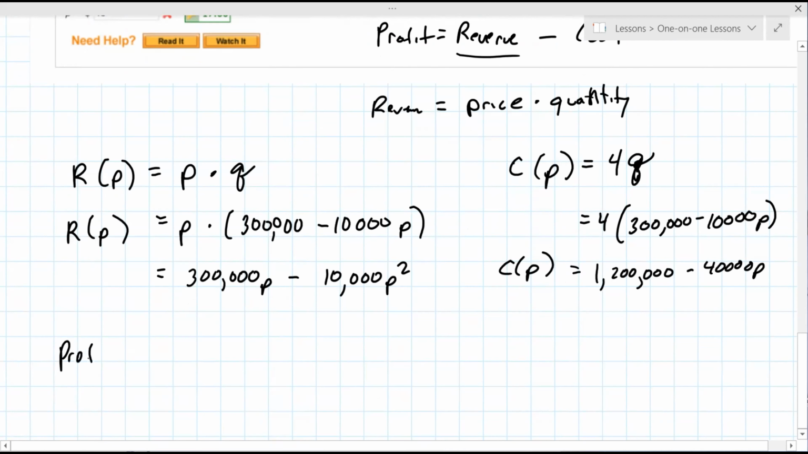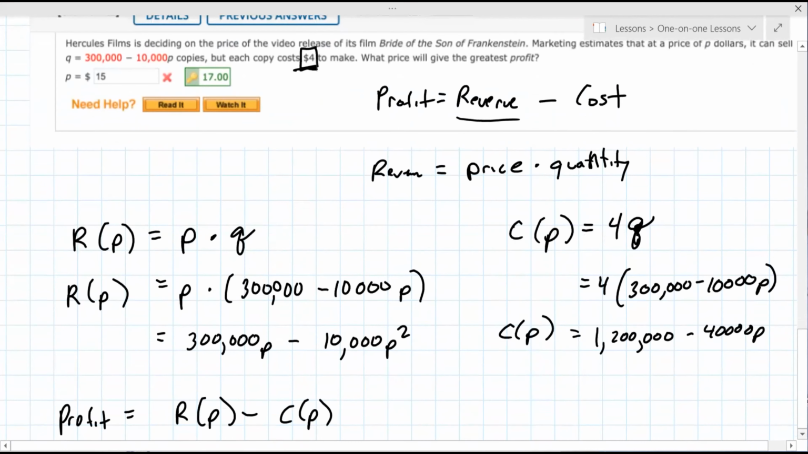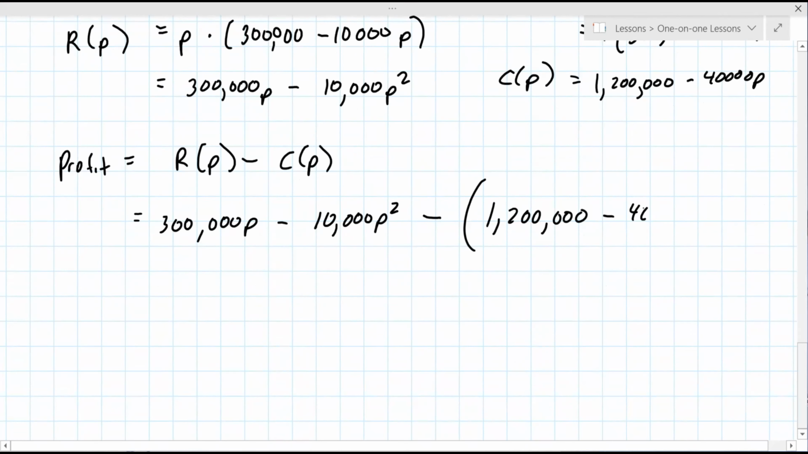So your profit is revenue minus cost. The key here is to realize that it's 4 times Q. Q is given. The cost is $4. Q is there, and that will help clear this up if you see this problem again. So your revenue function is right here: 300,000 P minus 10,000 P squared, minus the cost function, 1,200,000. Make sure you put it in parentheses, minus 40,000 P. Now when you distribute this in, you get minus 1,200,000 plus 40,000 P, okay?